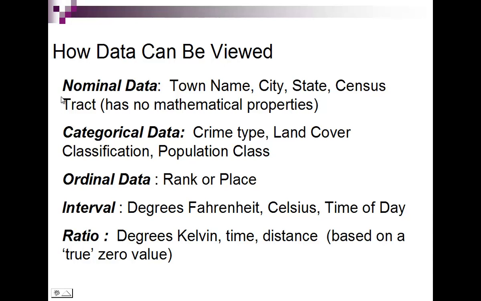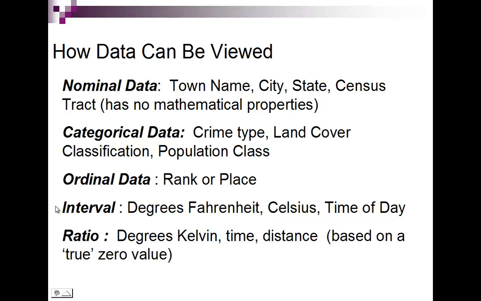We have nominal data, which is like a town name or city or state. It has no mathematical property, so I can't compare it. I can't say North Carolina is greater than Wyoming or is greater than Georgia. Now, there's things about them, like its population, or its population density, or its median age that we can compare, but not the actual name itself. We have categorical data, so we can look at a crime type, a land cover classification, or a population class. We have ordinal data, which ranks data from 1 to 50 for highest to lowest. We have interval and ratio data. These are kind of our numerical data.